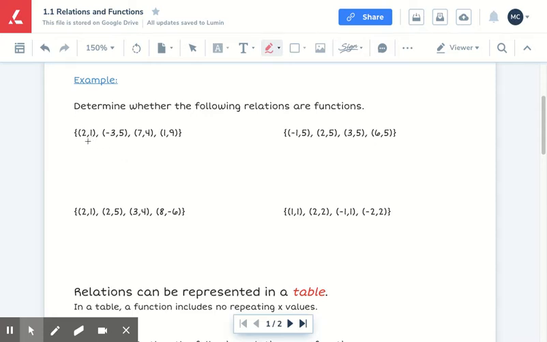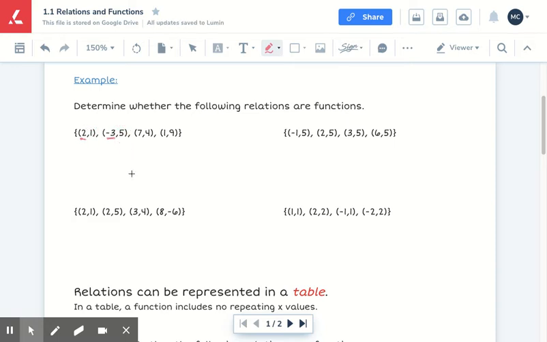Okay, so each of these are relations. They're inputs and outputs. The x is the input, the y is the output. And I'm just looking to see if each input goes with exactly one output. So if x is 2 in this one, the y value is 1. And if I look at all of the other x values, none of the others say the x is 2. So I know for sure that if x is 2, y is 1. That would be a functional relationship.